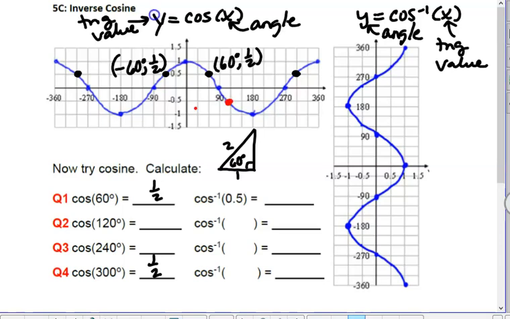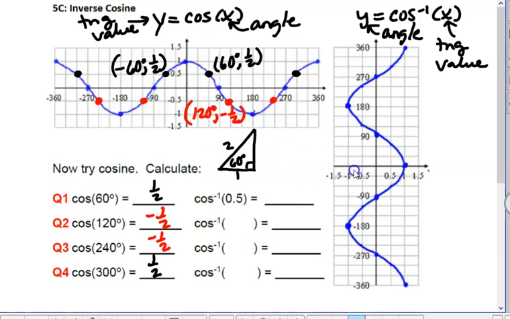Now let's look at some angles that equal negative 1/2. Cosine of 120 equals negative 1/2, as does cosine of 240. So both of these are negative 1/2. And we can see that their opposites on the other side of the y-axis also equal negative 1/2. So once again, we have multiple angles that equal positive 1/2 and multiple angles whose cosine value is negative 1/2.